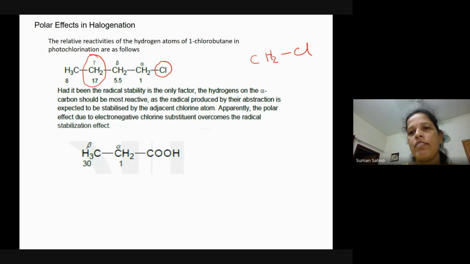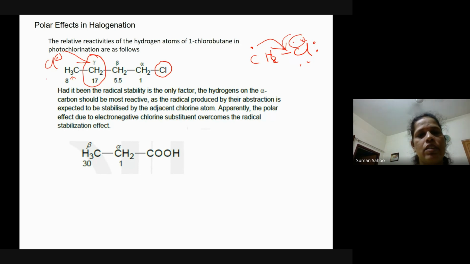Actually if you just see, if we are generating a radical here, that should make it more stable because of the presence of an electron donating group. Chlorine is an electron withdrawing group, also chlorine is an electron donating group through resonance. So this should be more reactive, but this doesn't happen. This gamma hydrogen is more reactive, means chlorine has to attack on this position as compared to this position or this position. Even this primary hydrogen removal is more as compared to the secondary of these two.